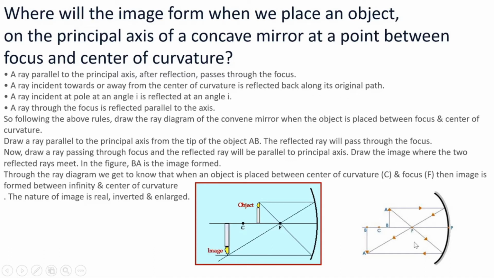A ray towards or away from the center of curvature is reflected back. See here also, it is reflected back along its original path. These two are reflecting back along its original path. A ray incident at the pole at an angle i is reflected at an angle i.